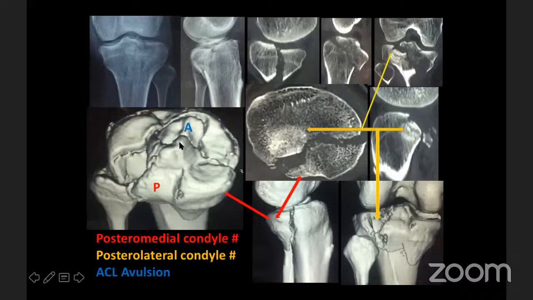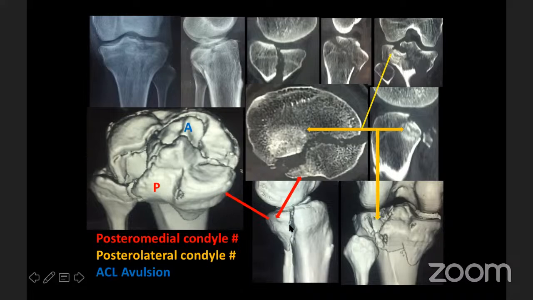So, A is ACL, P is PCL, is a part of the posterior medial condyle. This is the depressed posterior condyle. Unless you reduce this posterior medial condyle and plate it, you cannot reduce and elevate the posterior condyle. Not possible, because this will go posteriorly and cover the posterior condyle. So we cannot address this unless we reduce it perfectly, 100%.